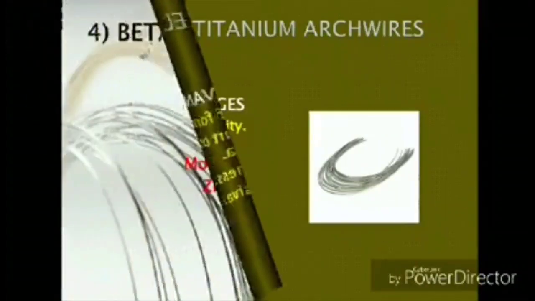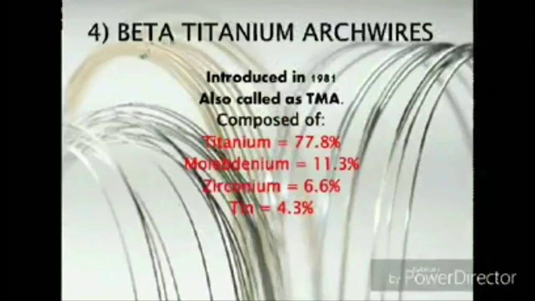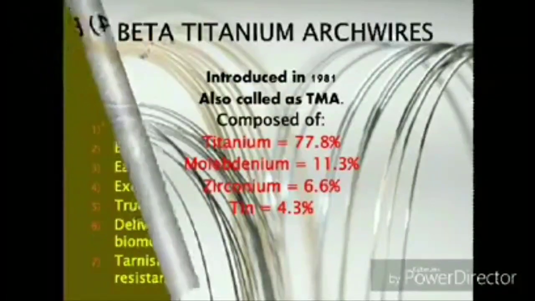The beta titanium archwires, which are also called titanium molybdenum alloy wires, were introduced in orthodontics in 1981. Talking about the composition, titanium and molybdenum are the major elements, whereas zirconium and tin are the minor additions in the composition of TMA.